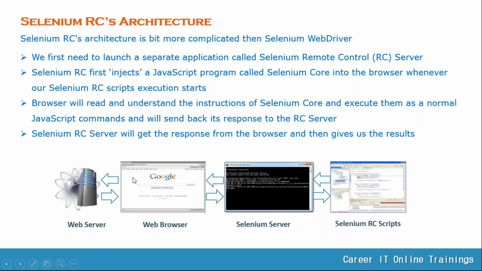This is how communication happens, and the backward communication is this: whatever action we perform, the web application will also send some data back. Suppose I want to read some text from the web application, then it will send that text back to the script, and we can do some validations on whether the text is present or not. This is how Selenium RC works.